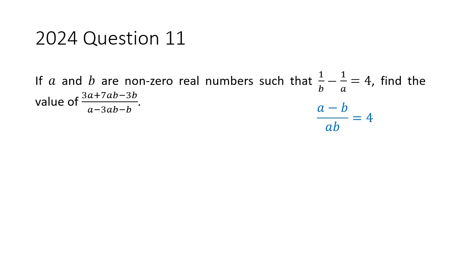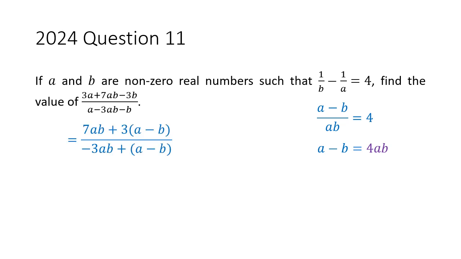We'll take the equation that we are given, 1 over b minus 1 over a equals 4. We'll make a common denominator on the left-hand side first, so we get (a minus b) over ab equals 4. And then we'll just get a minus b to be equal to 4ab. Because you'll notice that in the expression that we're given, I can rewrite the numerator as 7ab plus 3 times (a minus b), and the denominator is minus 3ab plus (a minus b). So we can sub away the a minus b and replace it with 4ab.